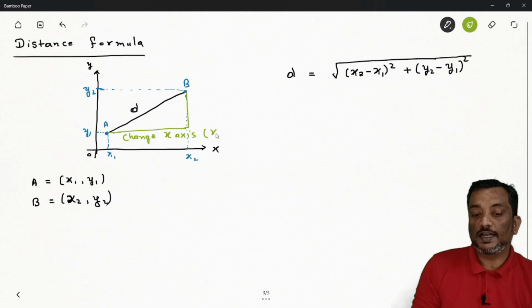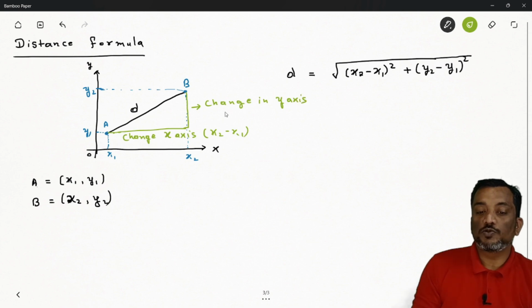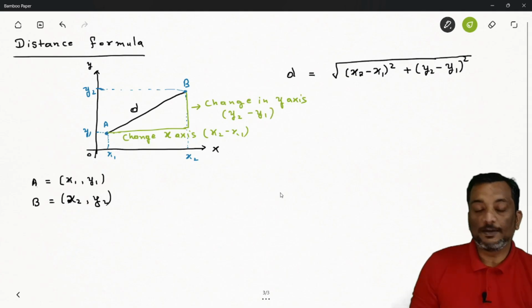So you can say x2 minus x1. Same way, this vertical one, you are getting change in y-axis. Correct? So how much you are getting this one? So this one you are getting y2 minus y1. Okay. Now, hope you understand this much.